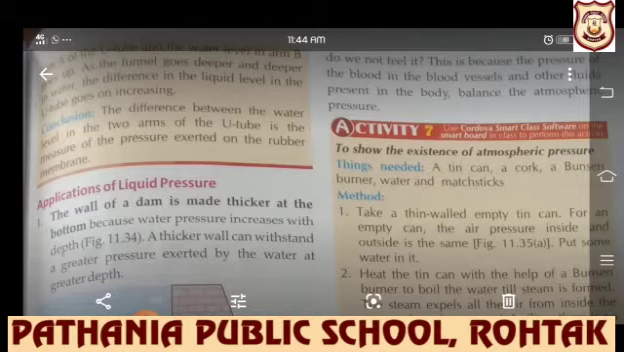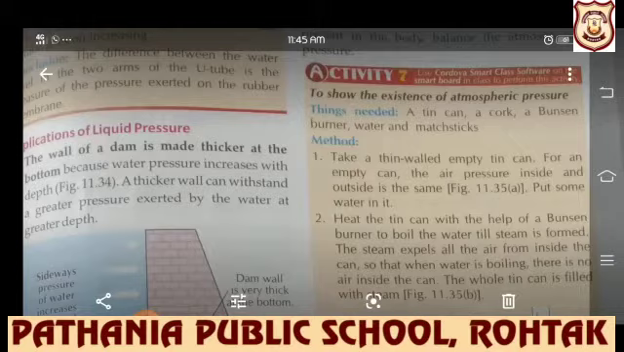Now, we will see this by using one activity to show the existence of atmospheric pressure. What do we need to prove that yes, atmospheric pressure exists? We need a tin can, a cork, a Bunsen burner, water and matchsticks. These all things are required.